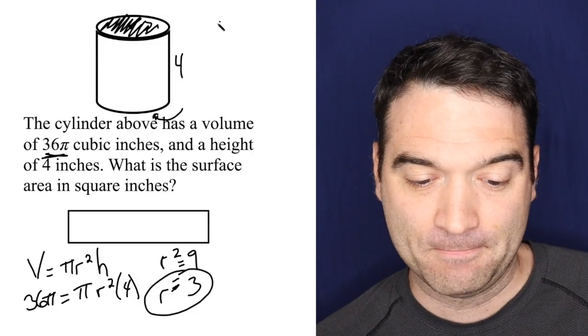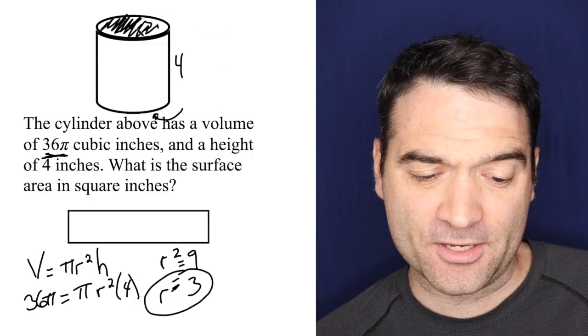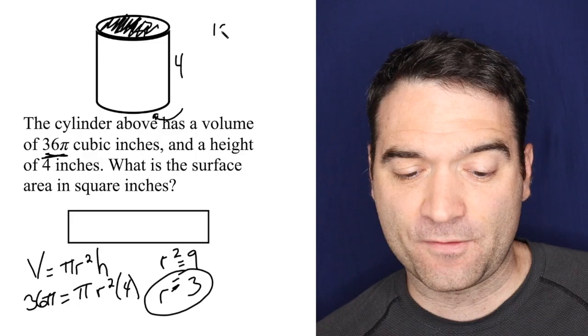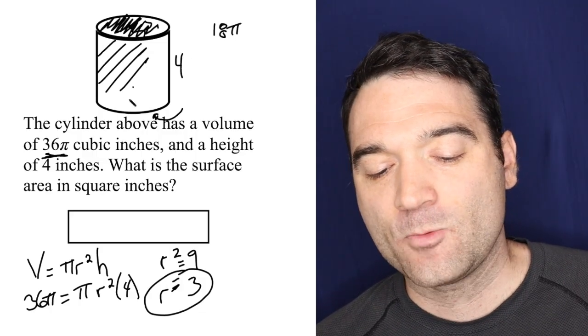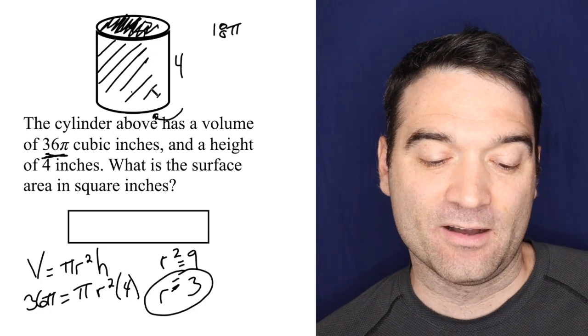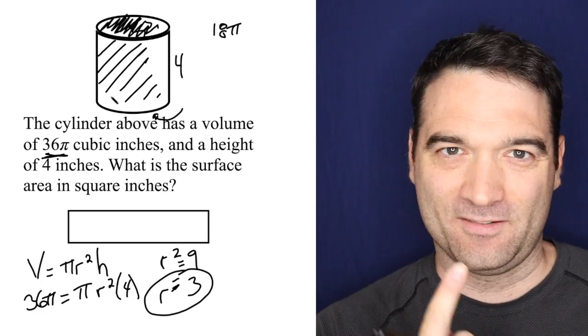We'll keep a running tab. And there's this circle on top and this circle on bottom. So far we're up to 18 pi. But then there's this area. How do we calculate the area of, they call it, the waist of the cylinder?